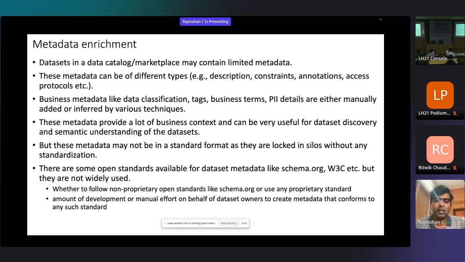These are some familiar standards many of you might be aware of, which are trying to standardize this metadata. But the problem is, when you start to work on this problem, whether you want to follow a non-proprietary standard like schema.org or W3C, or you want to use any custom proprietary standard specific to your own team or an organization. That is one problem. The other problem is the amount of effort needed from the dataset owners to create this metadata such that it conforms to the standard, and maintaining this metadata are some of the constraints why this is still not a norm across the data owners.